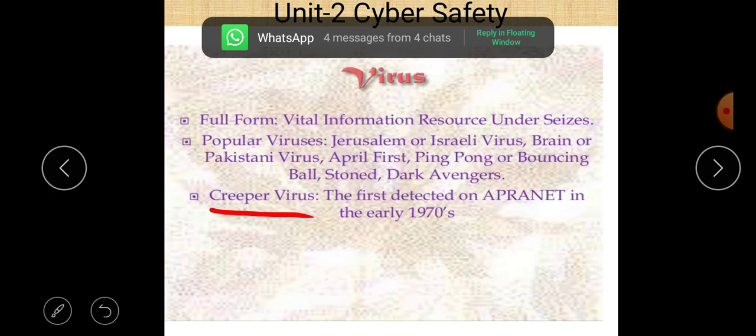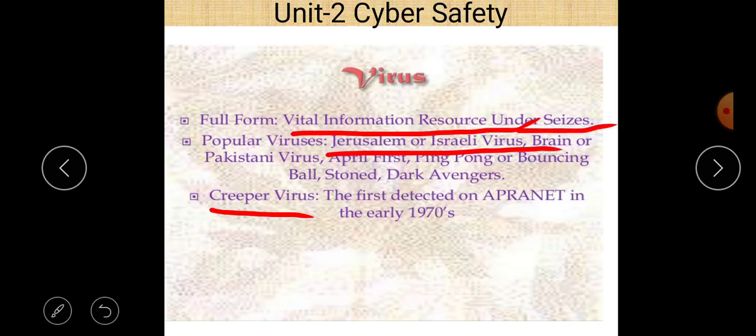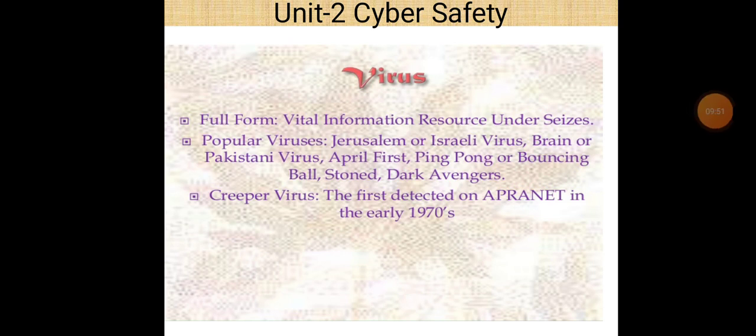So there are some important points related to that. First one is the full form: Vital Information Resource Under Siege. Second is the names of the viruses. You can easily see these different names on my screen: Jerusalem virus, also called Friday the 13th virus. Always remember that. Brain or Pakistani virus, April 1st virus, Ping Pong or Bouncing Ball, Stoned or Dark Avengers. And the first virus that was introduced is Creeper virus. So these are some important terms.